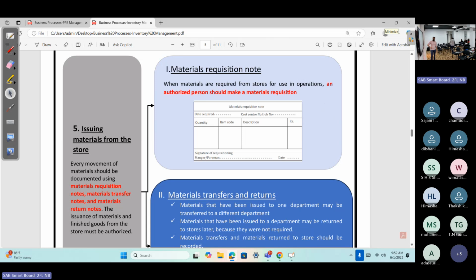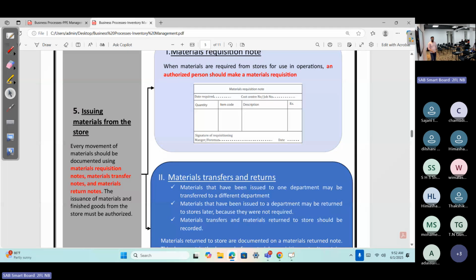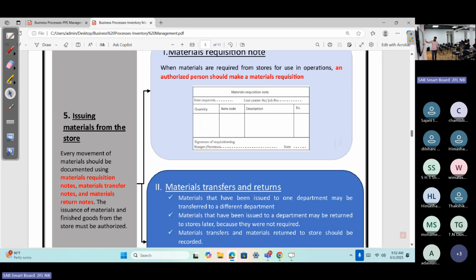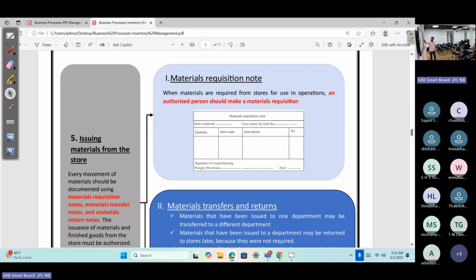So it's issuing materials from store. Every movement of materials should be documented using the material requisition note, material transfer note, and material return note. The issuance of materials and finished goods from the stores must be authorized. So these are the notes. Material requisition note: when materials are required from the stores for use in operations, an authorized person should make a material requisition. This is the material requisition note.